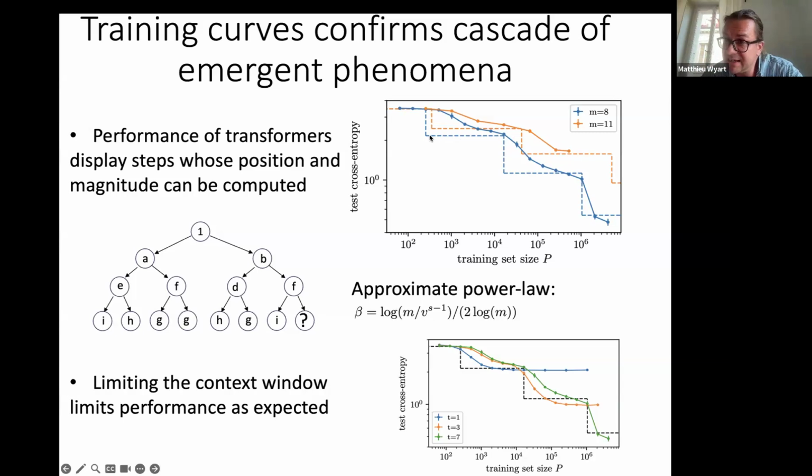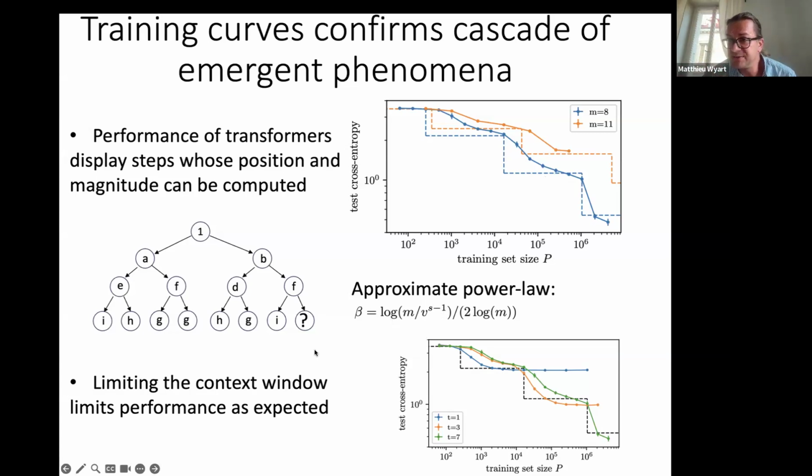What you see here as those horizontal lines are the optimal performance. For example, this first horizontal line is the optimal performance if you really knew the model, had learned perfectly, and are given just this one token. The second plateau is the optimal performance if you're given these three, HGI. And the last plateau here is if you're given everything. So thanks to that, you can compute how this training curve is behaving. Again, it's oscillating around this power law with an exponent beta that you can relate to the parameters of the model.